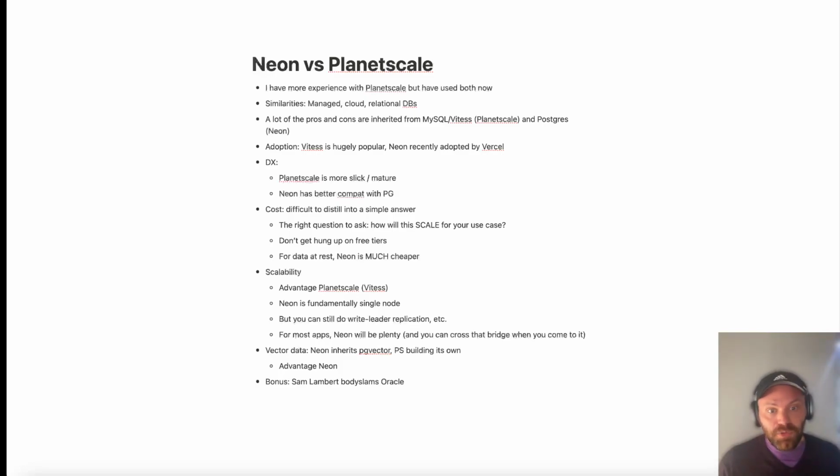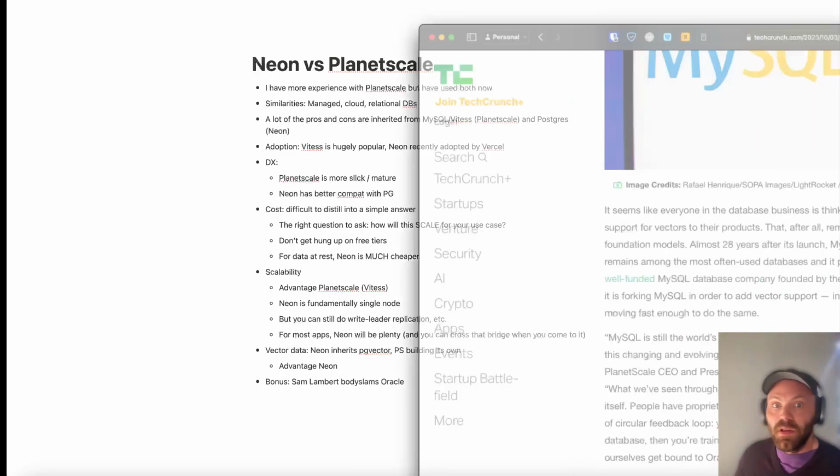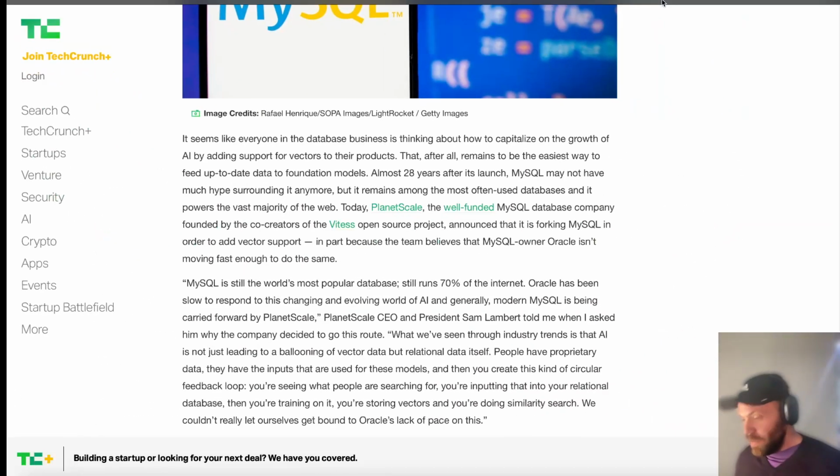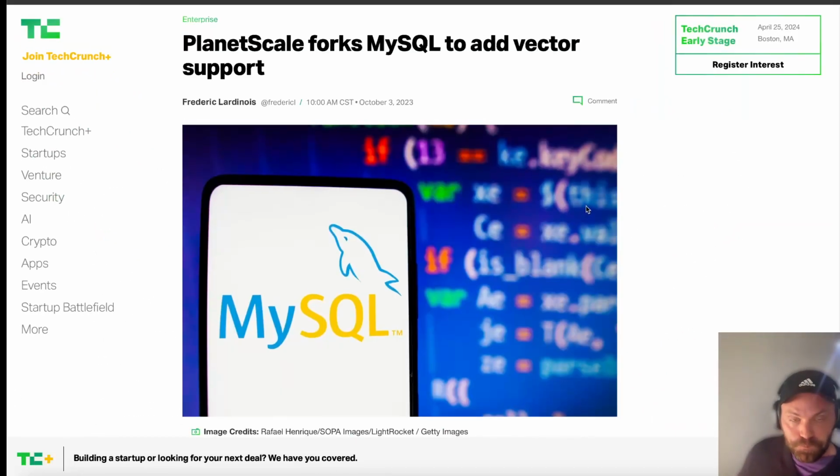Some of the stuff around the lower cost of data at rest and all of that was kind of a bonus. But it is interesting, though. Planetscale is building its own support for vector data, and I thought the justification was interesting. I have it down here, Sam Lambert body slams Oracle. Here's this TechCrunch article that I was reading the other day: Planetscale forks MySQL to add vector support.